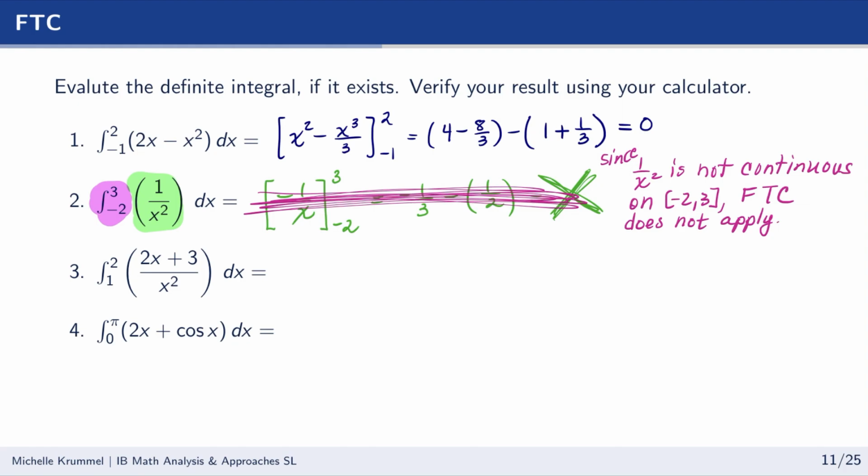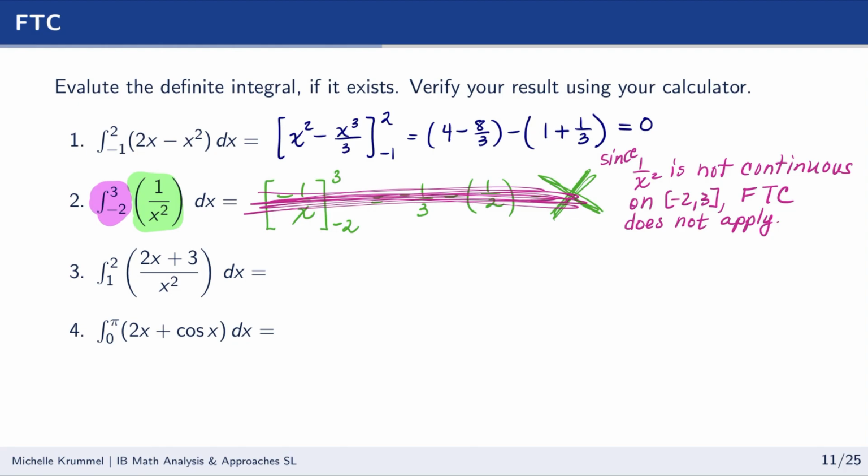We've got the function 2x plus 3 over x squared. Now this one also has a discontinuity at x equals 0. However, it's not an issue because 0 is not in the interval from 1 to 2. On the interval from 1 to 2, 2x plus 3 over x squared is continuous, and so no issue there. We may use the fundamental theorem of calculus to evaluate this definite integral. So remember, there's no quotient rule for integrating. You can't just take the antiderivative of the numerator and the antiderivative of the denominator. It does not work that way.